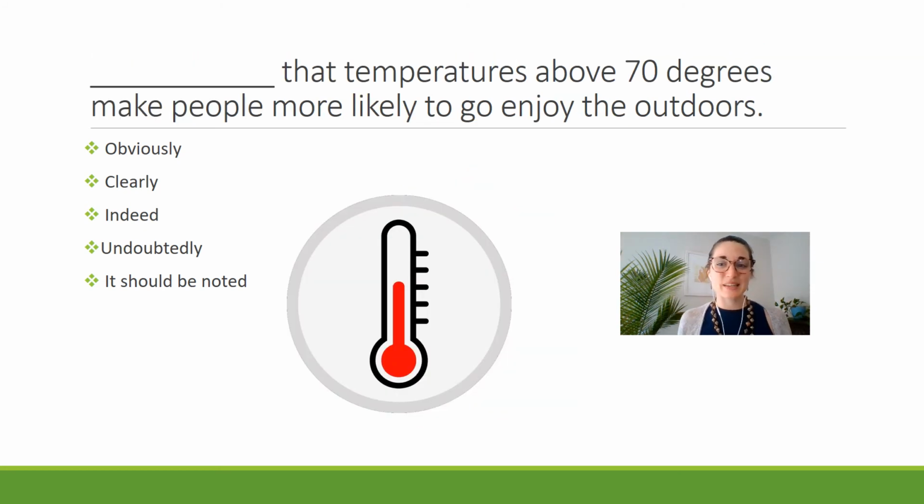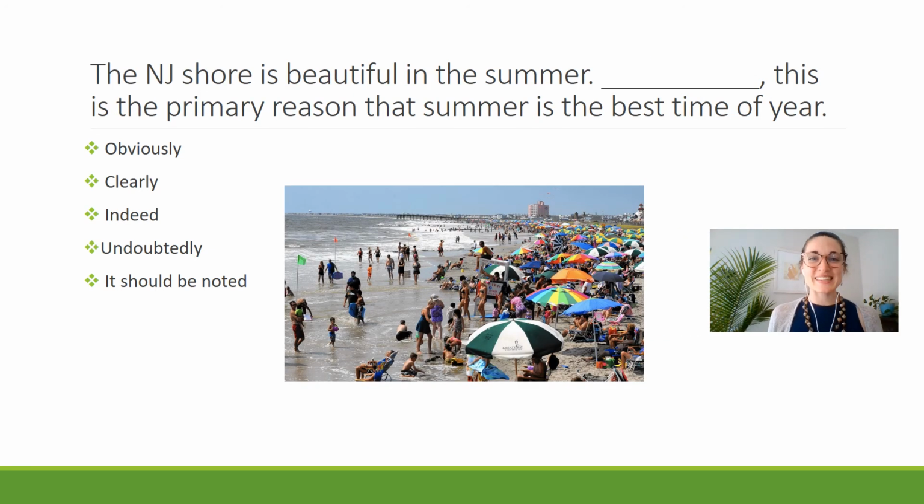This example says, blank that temperatures above 70 degrees make people more likely to go enjoy the outdoors. Now for this one, we're looking for a different construct. We see the word that at the beginning. So we want to add, it should be noted that temperatures above 70 degrees make people more likely to go enjoy the outdoors. Our second example says, the New Jersey shore is beautiful in the summer. Blank, this is the primary reason that summer is the best time of year. Here we could use one of our transitions like obviously, clearly, or indeed, or undoubtedly.